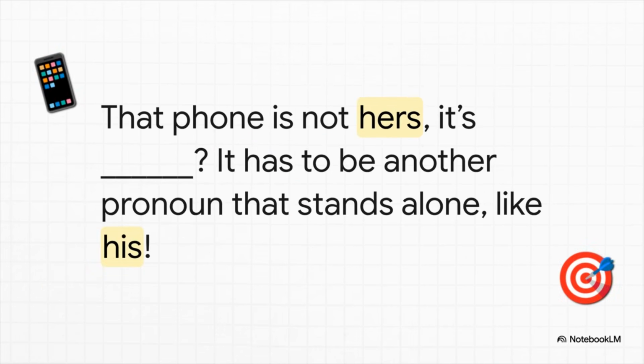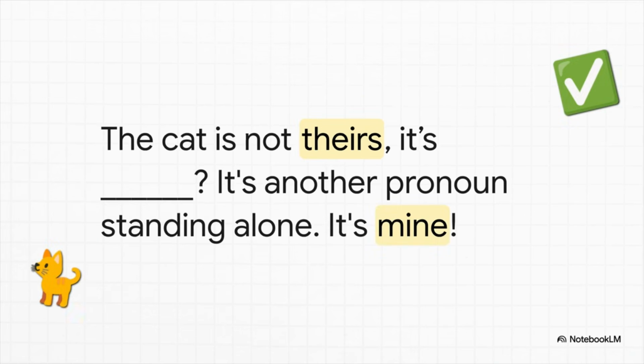Let's do another one. That phone is not hers, it's... same deal. We need a word that can stand by itself. It's gotta be his. You got it. Okay, last one. Let's lock it in for good. The cat is not theirs, it's... and by now you know the rule. It could be mine or ours or yours. The point is, whatever word you choose, it has to be one of those pronouns that works all by itself.